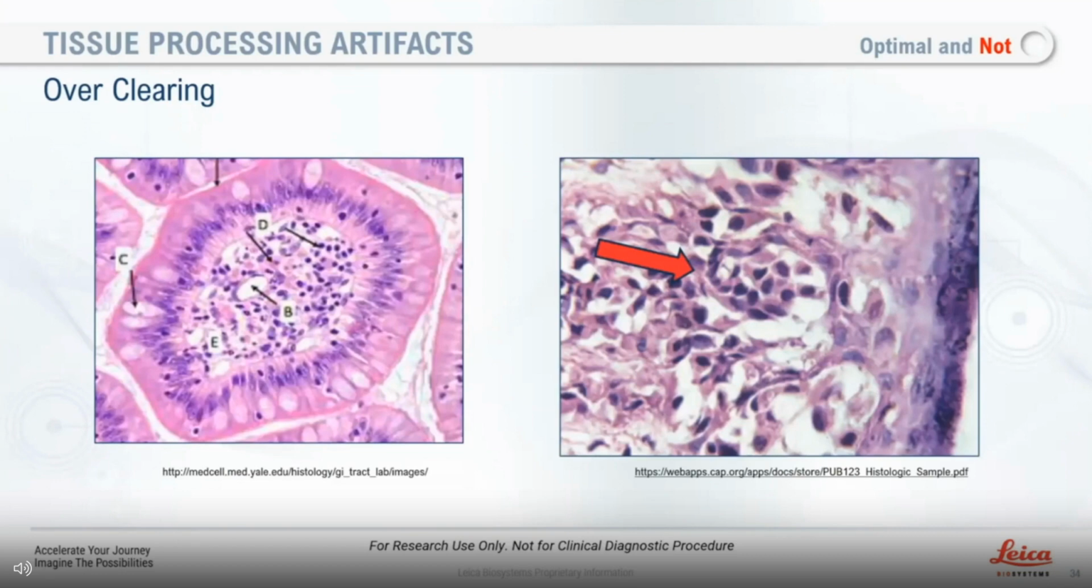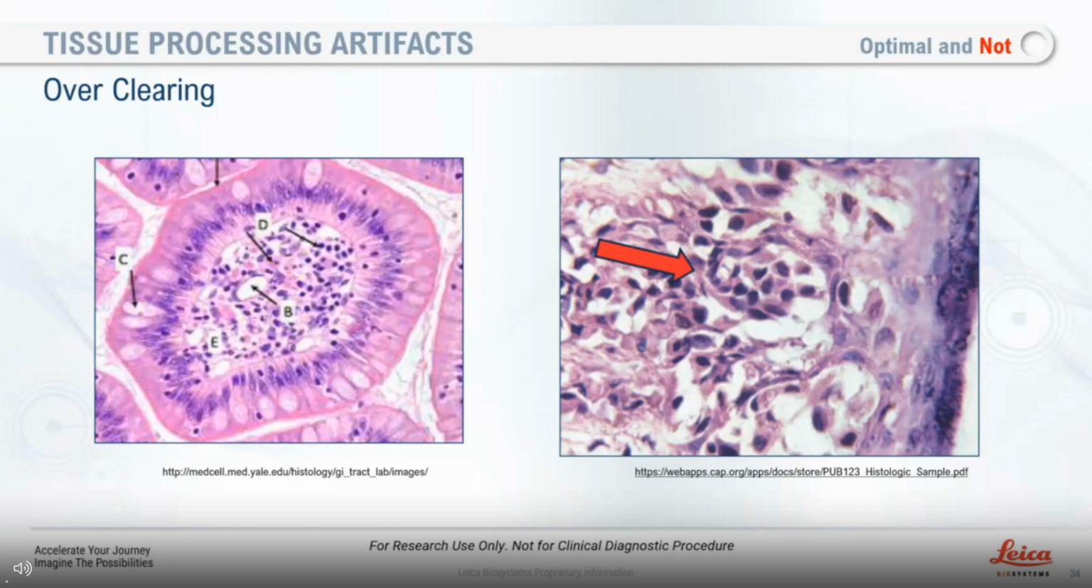Remember again that the section on the left is what we're going for. The section on the right is an example of overclearing that has not only resulted in chatter and dark staining, but also, again, those artifactual spaces.